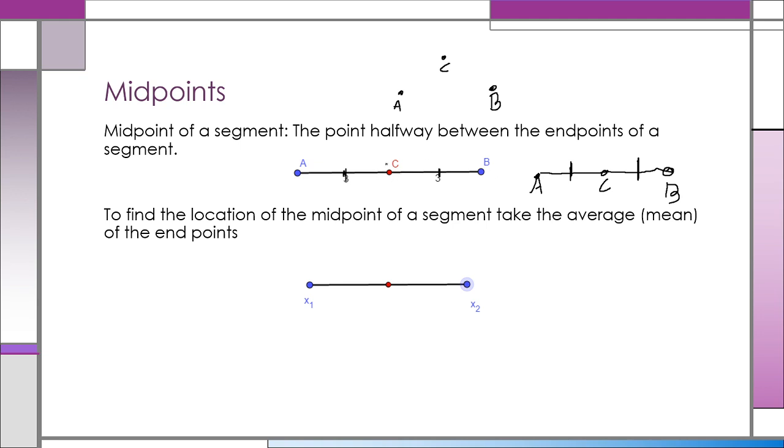Now, how do you find where this value is? If these were numbers, how would you find the value of C? Basically, you take the average of the endpoints, or in this case, because you only have two endpoints, it's basically finding the median. If you don't remember that from stats, you take the ending number plus the beginning number and divide it by 2. So end plus beginning, divided by 2.